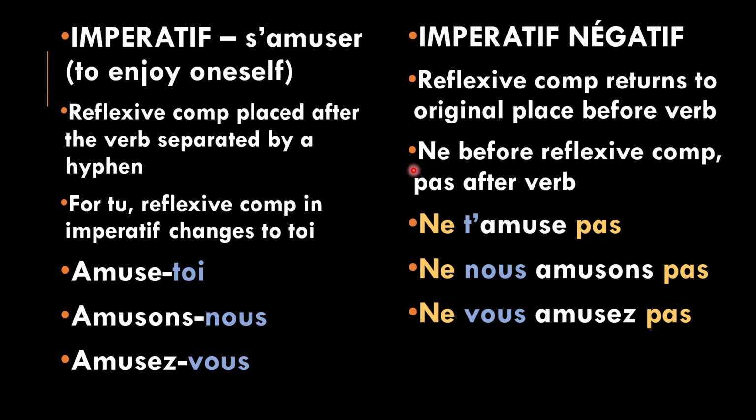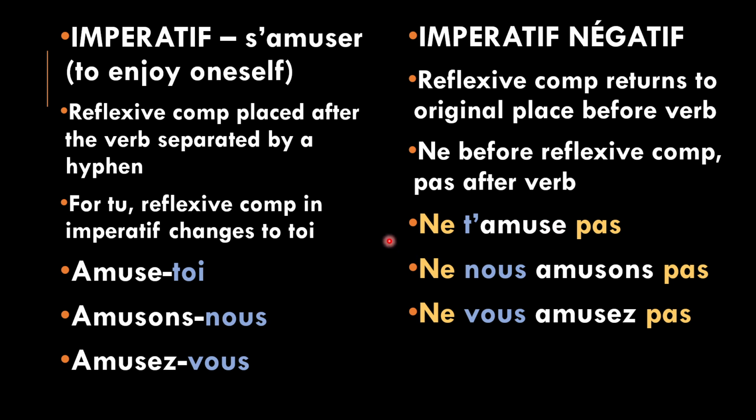Now when you're doing the negative of the imperative, the reflexive component comes back to its original place before the verb. Okay, this is a bit of hide and seek going on, musical chairs with the verbs and the reflexive components. So remember, positive imperative or affirmative imperative, the reflexive component goes after the verb, separated by a hyphen. In the negative imperative, the reflexive component is in its normal place. Okay, you will place ne before the reflexive component, pas after the verb. This is similar to the present tense, but remember, the ER verbs lose the last s in the tu form.